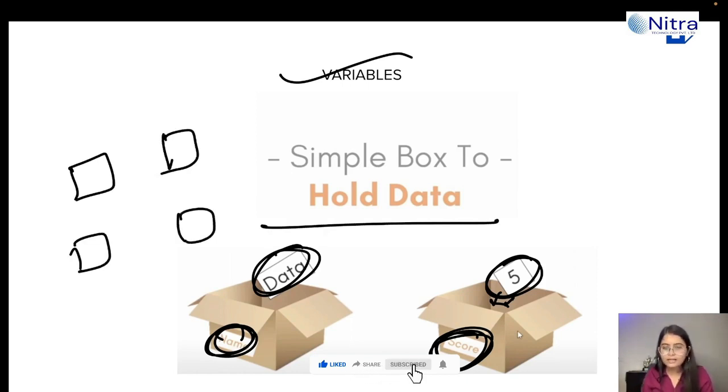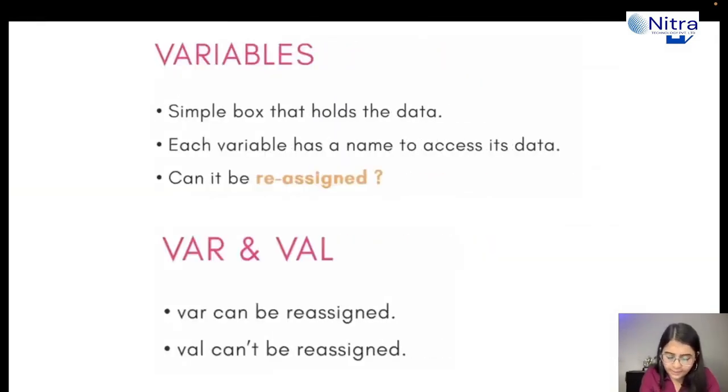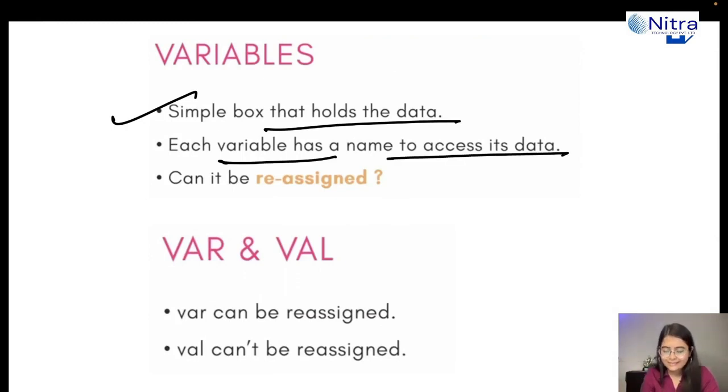Some data is present in this box, this box, this box. How will I know that? How will I call them? So I have to give them some name. I can call them A, B, C, D. Like you have a name, right? Saumya, Rahul, Akanksha, Kritika. So many names are there. Everyone is known by their unique name. So in the same way, to store data, we have variables. A simple box that holds the data. Each variable has a name to access the data.